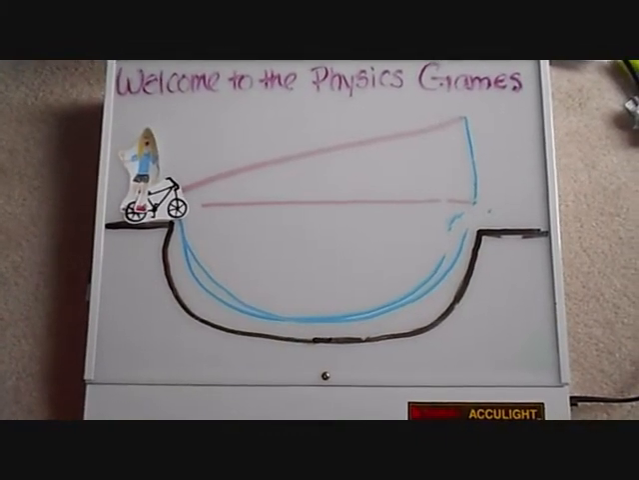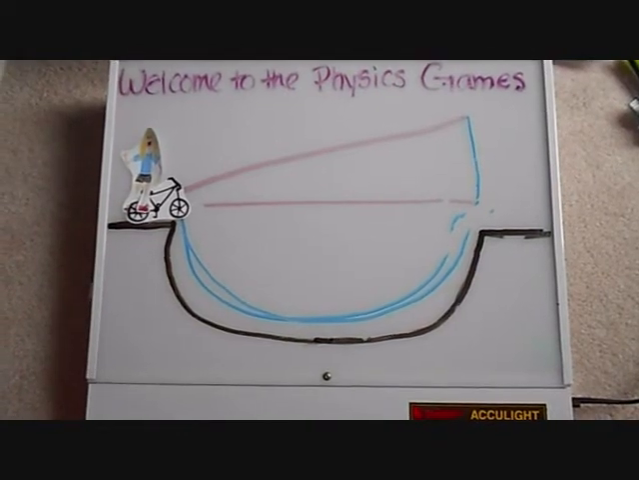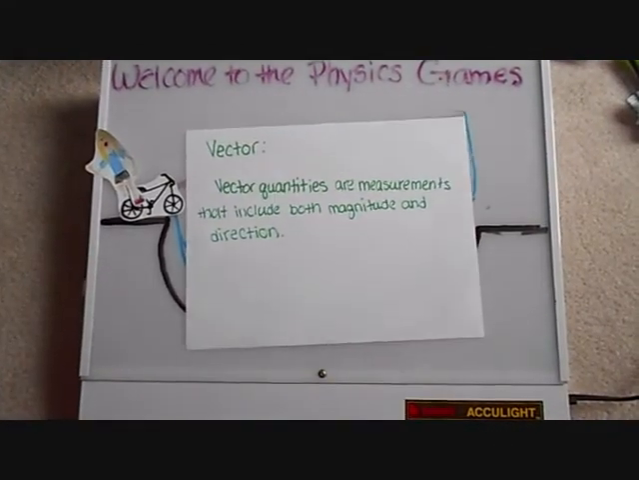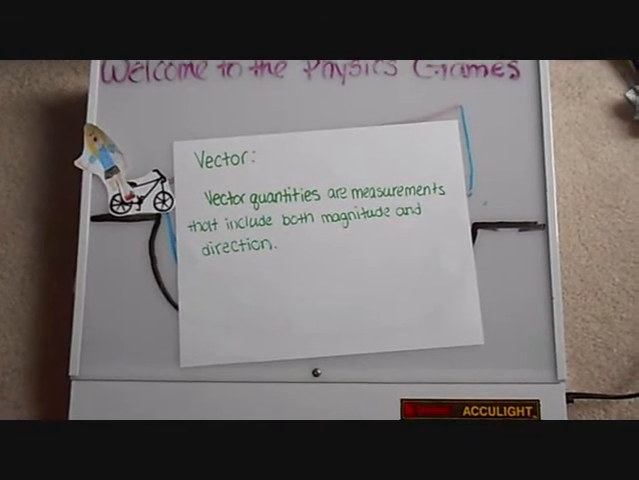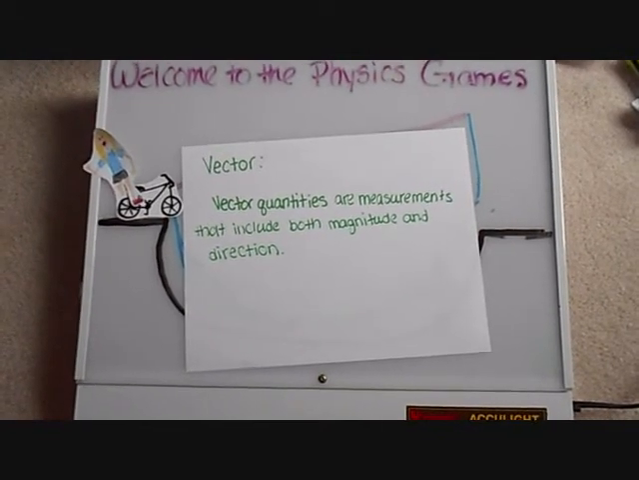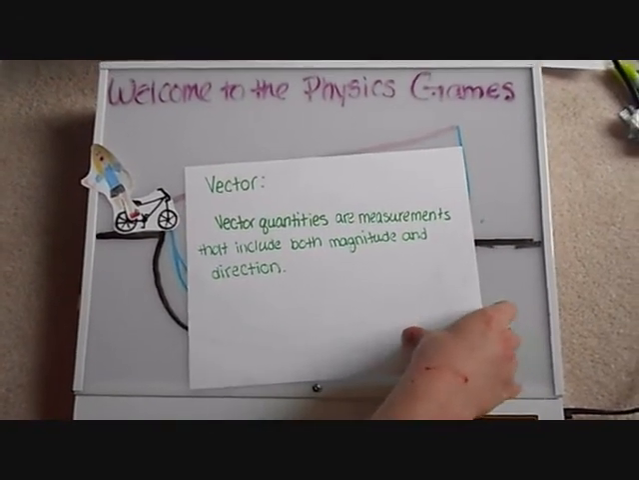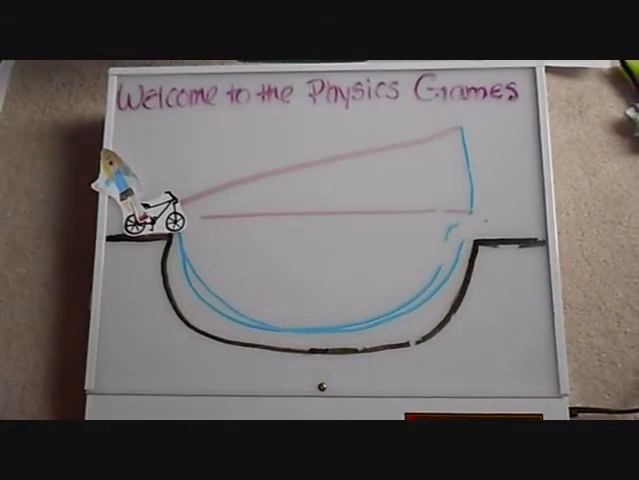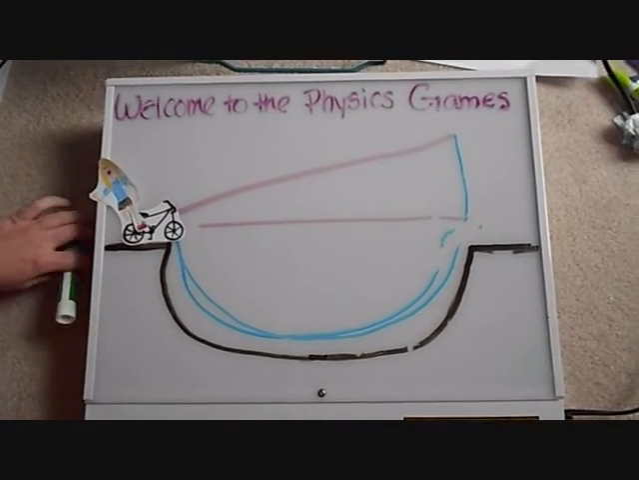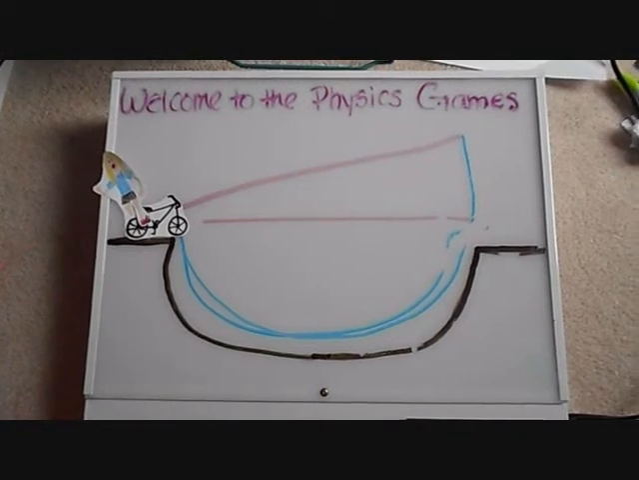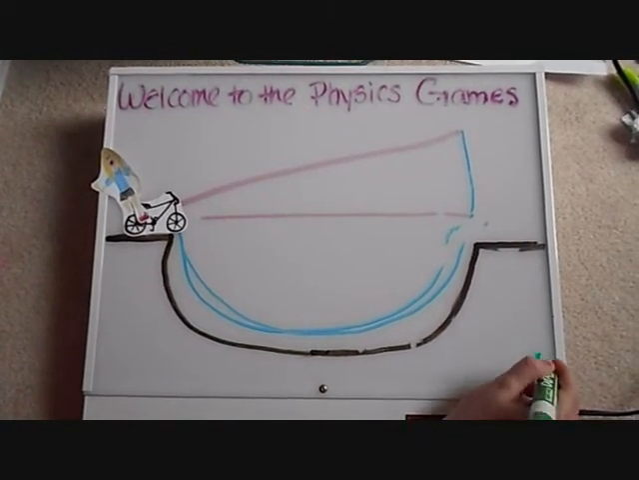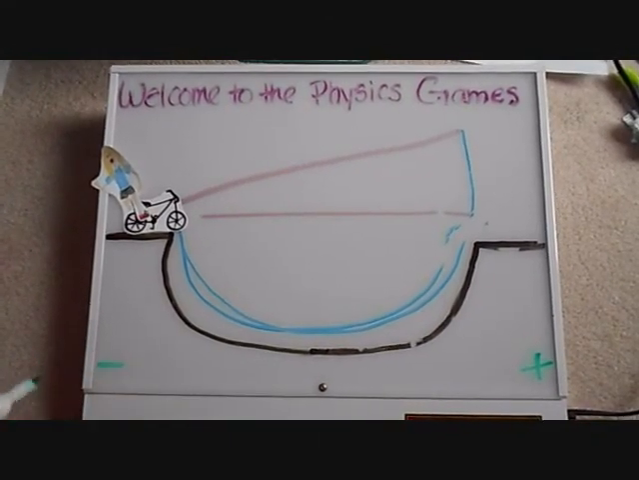This can be further explained by the fact that displacement is a vector quantity. Vector quantities are measurements that include both magnitude and direction. You can decide individually which direction is positive or negative. So for this, we're going to say that the right side is positive, the left side is negative.